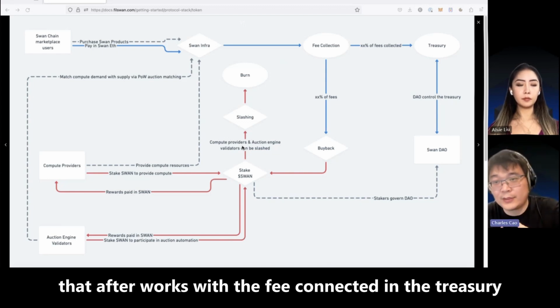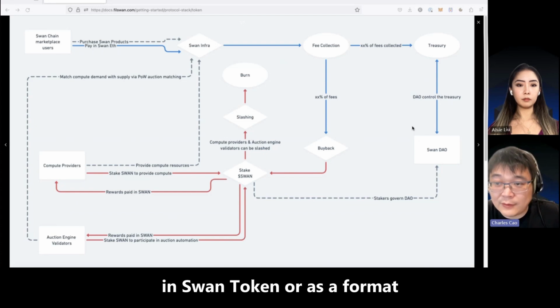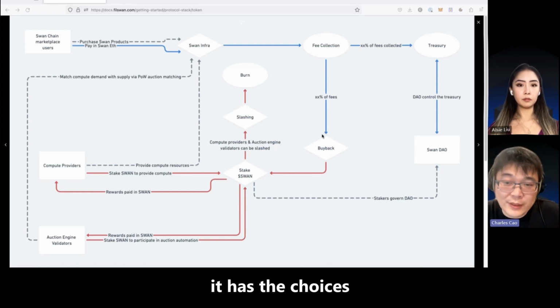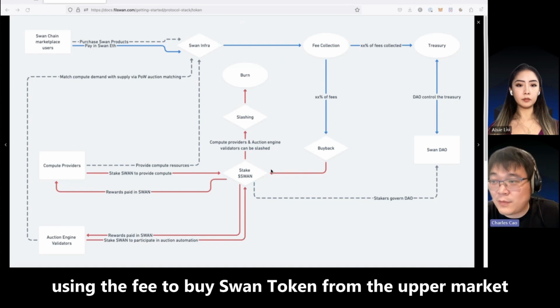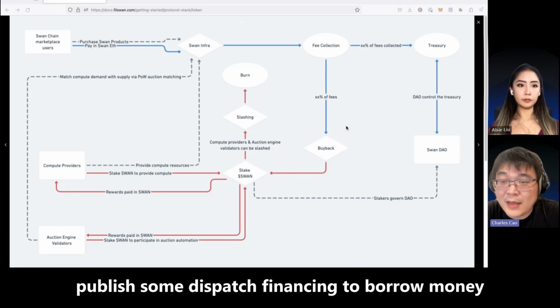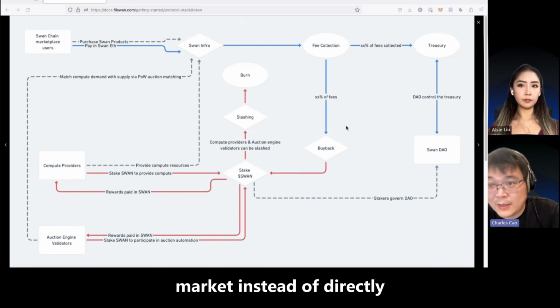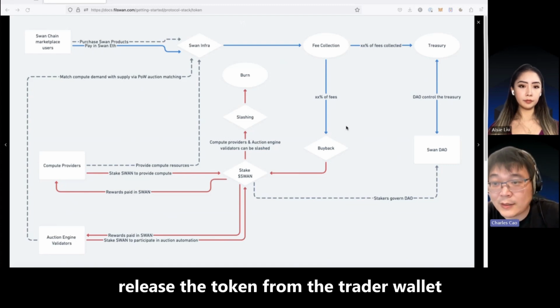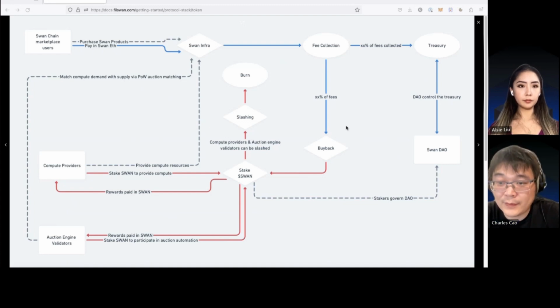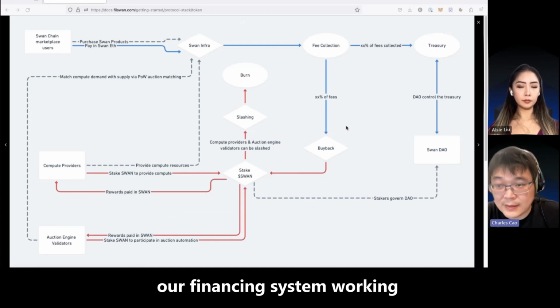That's how it works. With the fee collected in the Treasury, if the Treasury decides to pay for some services in Swan token or another format, it has the choice to use the fee to buy Swan token from the open market. Or in the future, they could even publish some debt financing to borrow money or borrow Swan token from the open market instead of directly releasing the token from the Treasury wallet. That's very similar to how our current financing system works.